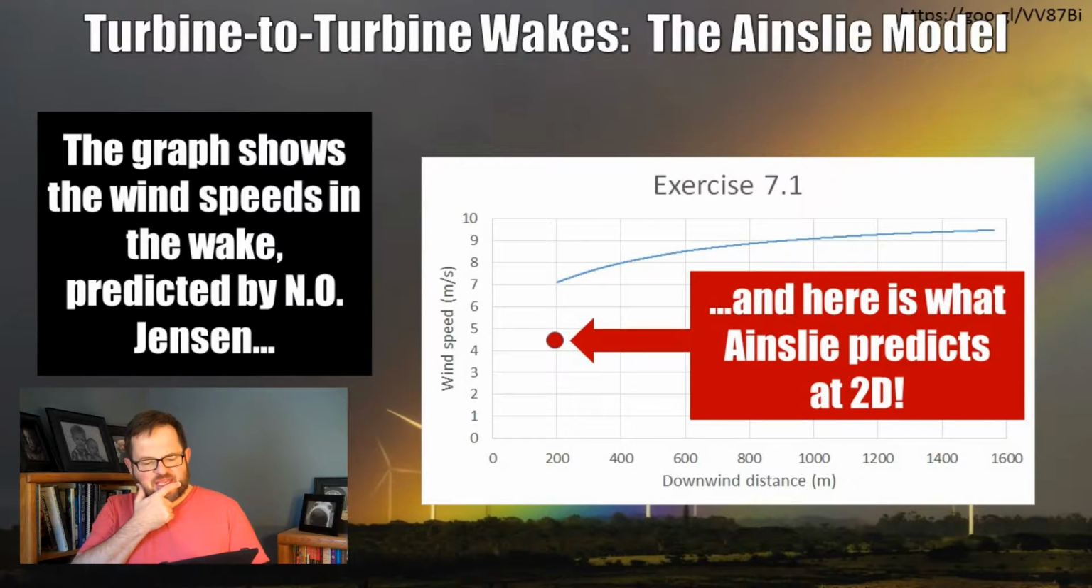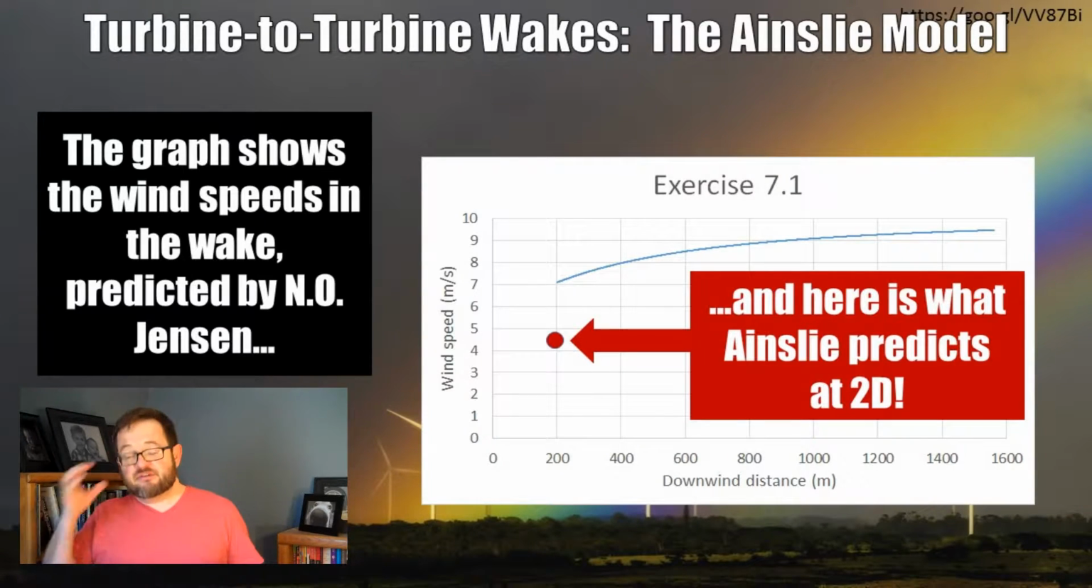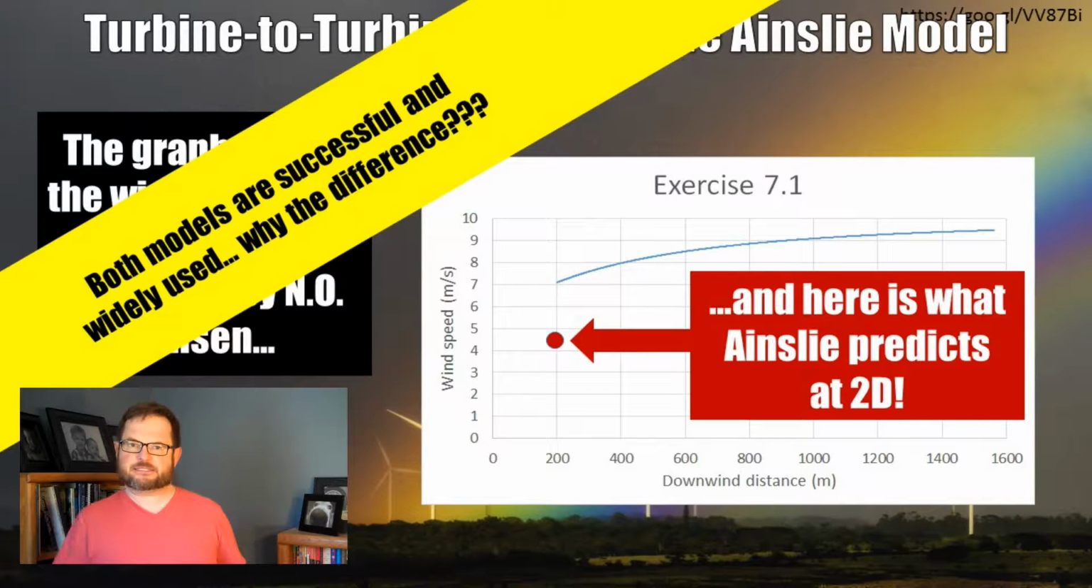The estimate from the Ansley model is ridiculously low compared to the estimate that comes from the N.O. model. The spot on that, the red circle, is way lower on the y-axis than it is on the blue curve there. So at 200 meters downwind from the turbine, Ansley is predicting something like 4.6 meters per second wind speed, and N.O. is predicting something like 7 meters per second wind speed under exactly the same conditions, and that makes me stressed. Because these are both respected, successful, widely used models. Why are they giving us such radically different answers?